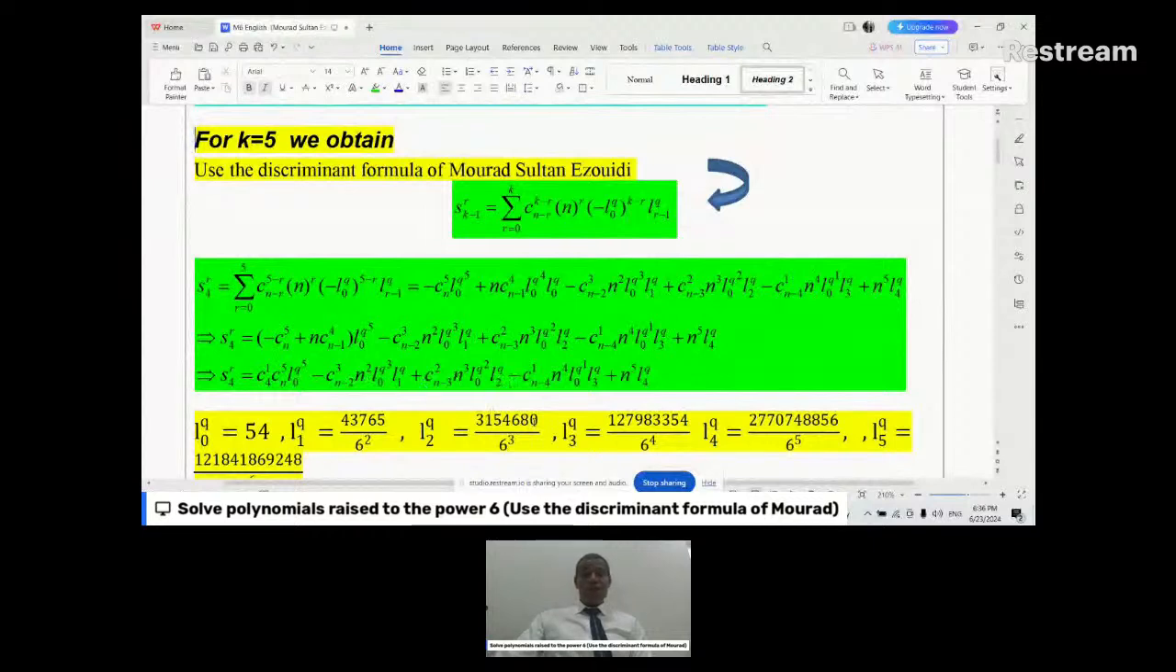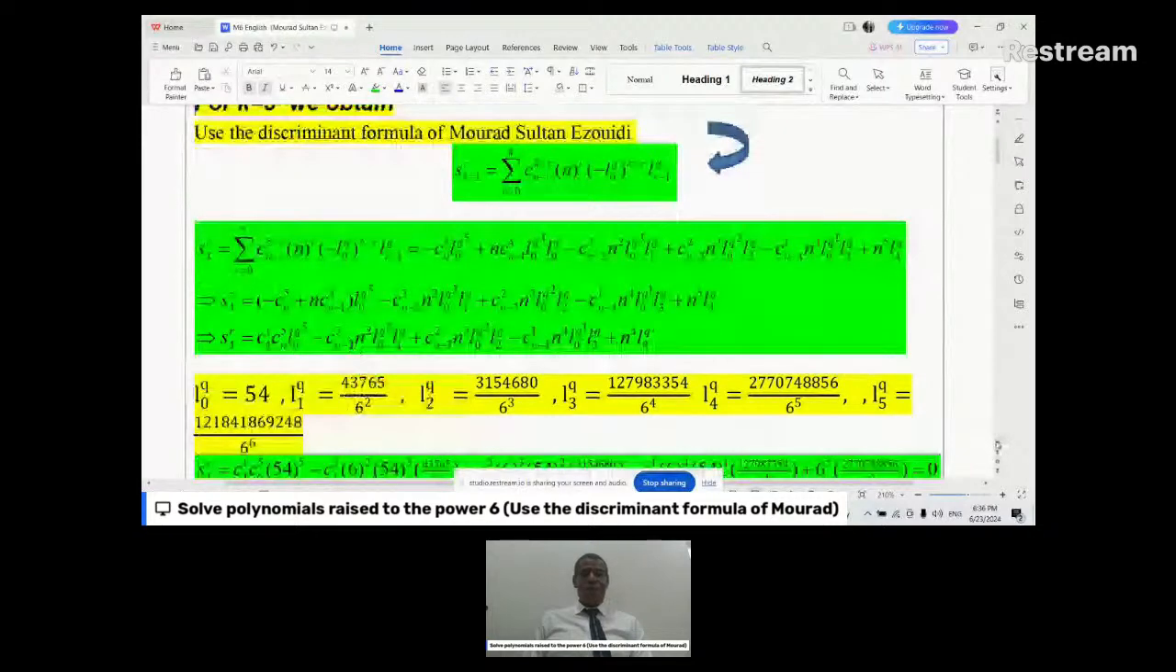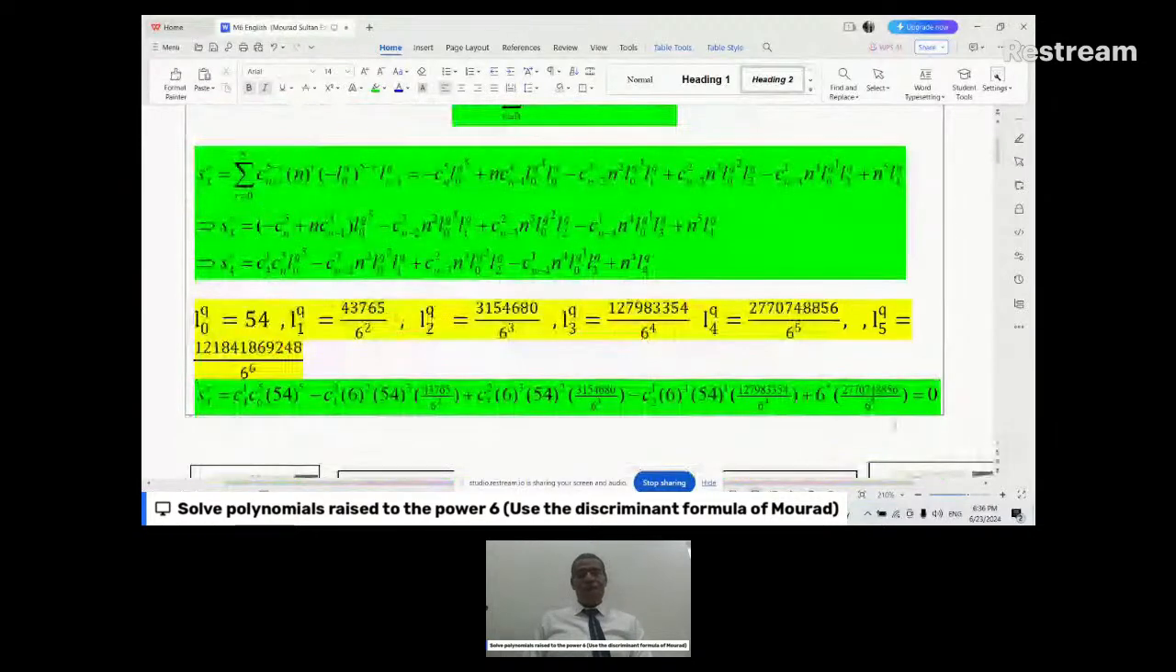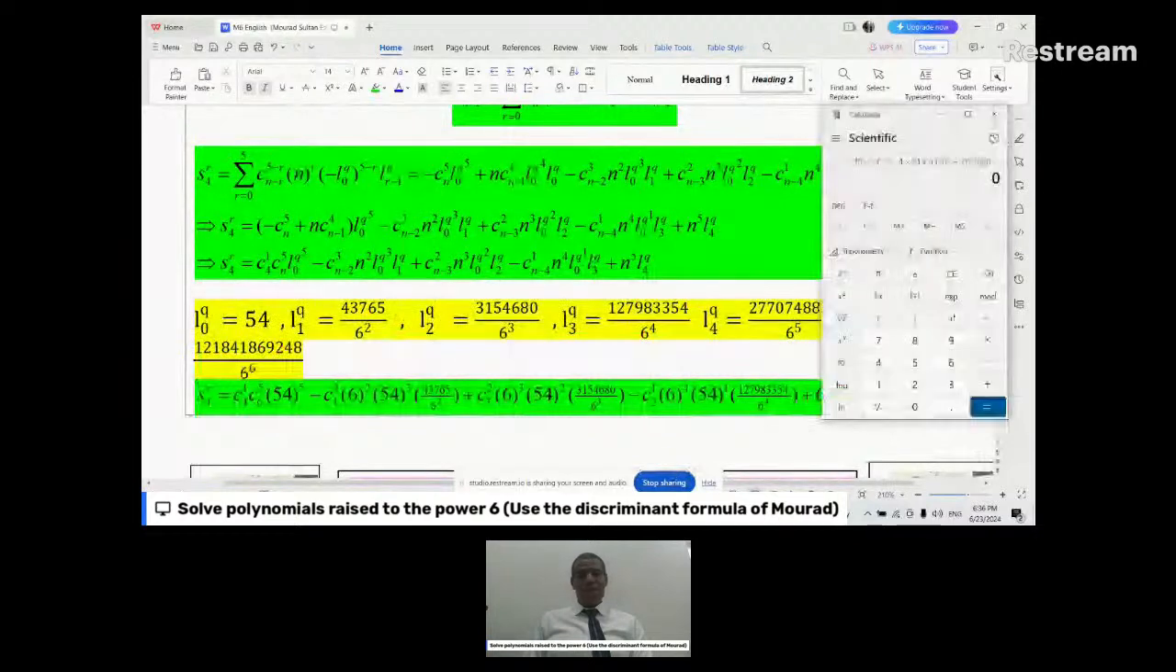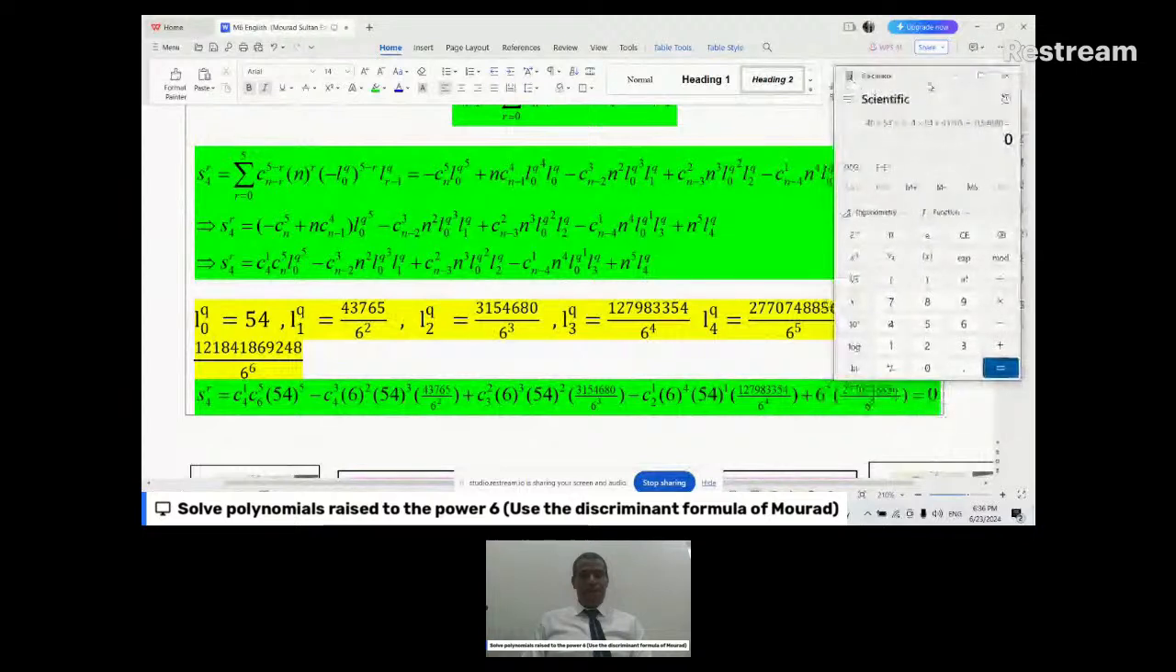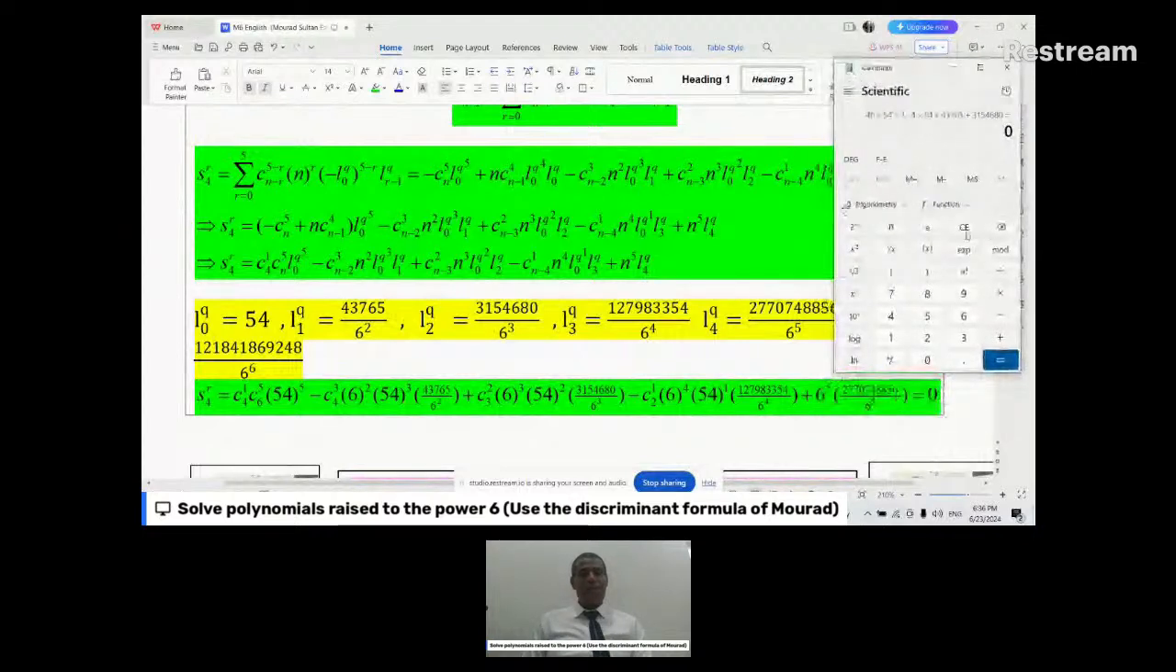Now, learners, I will use my calculator. At the same time, you are using your calculator to find the value of this. Here is my calculator. Okay, so let's start, learners.